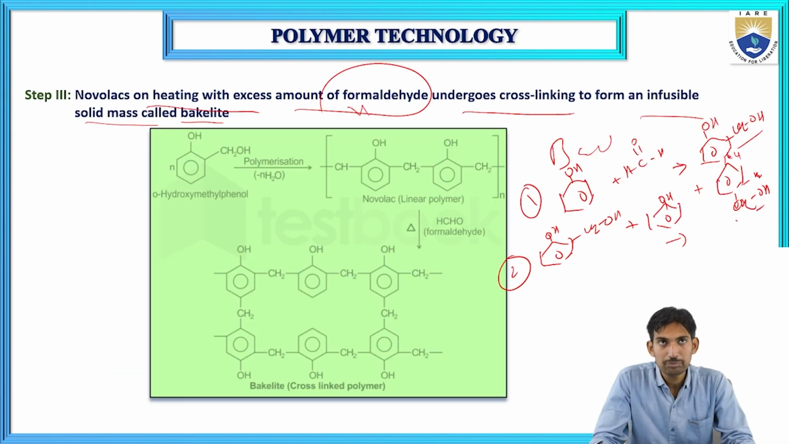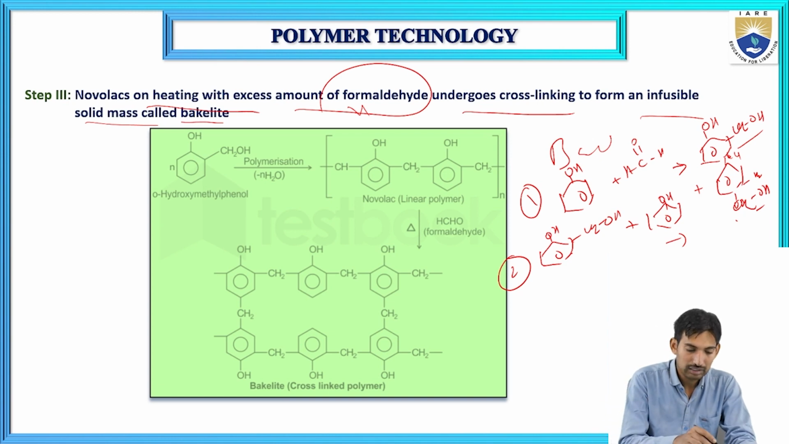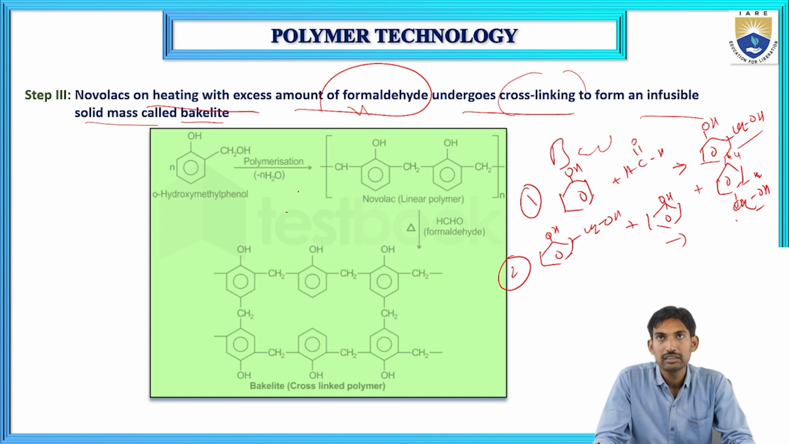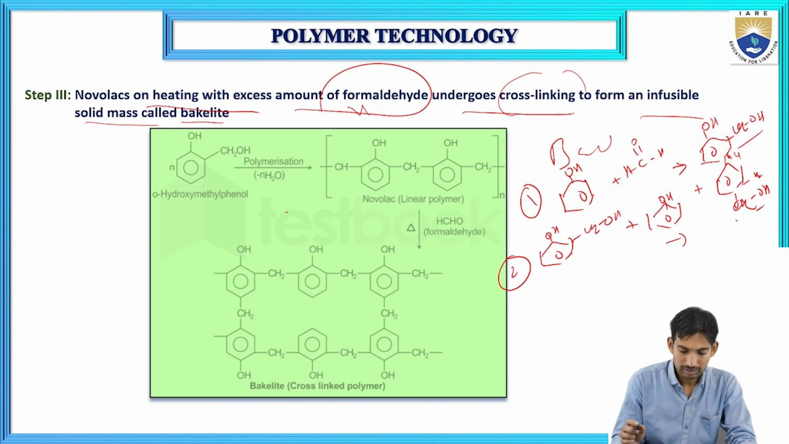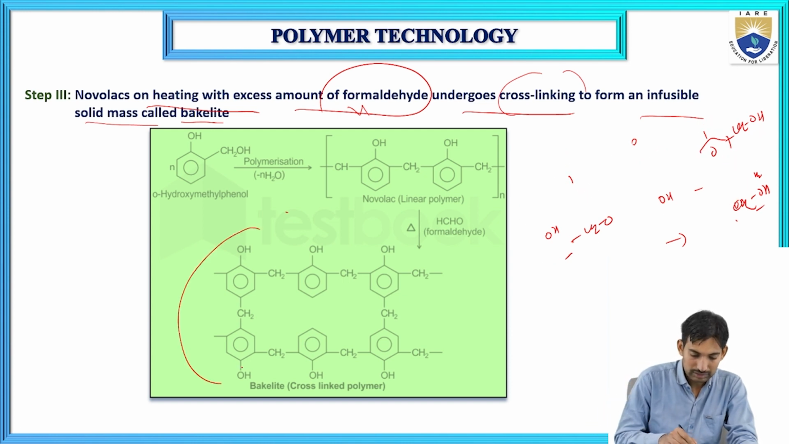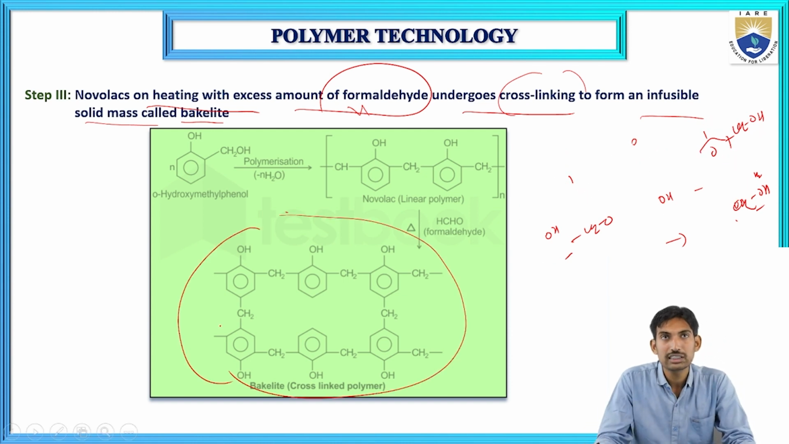In the third step, what happens? This Novolac reacts with excess amount of formaldehyde. The Novolac reacts with excess formaldehyde, and the cross links are formed. That is called Bakelite. See the structure of Bakelite. This is the structure of Bakelite.